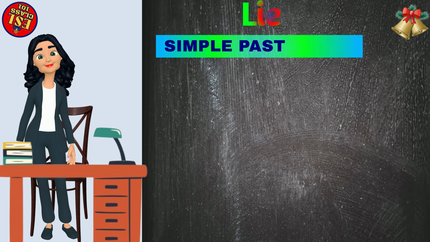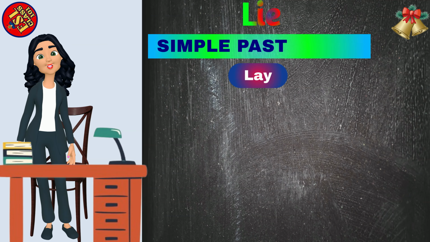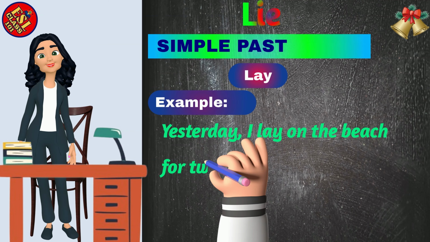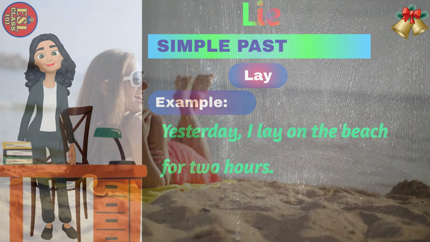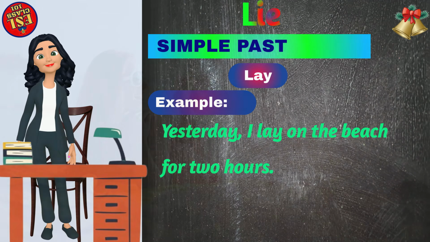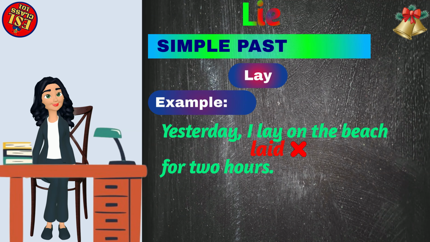The simple past tense of lie is lay. Be careful not to confuse this lay with the base form of the verb lay, which means to put or place something down. For example, yesterday, I lay on the beach for 2 hours. Many people use laid instead of lay. Be careful not to make this mistake.